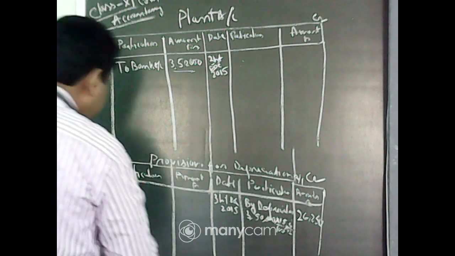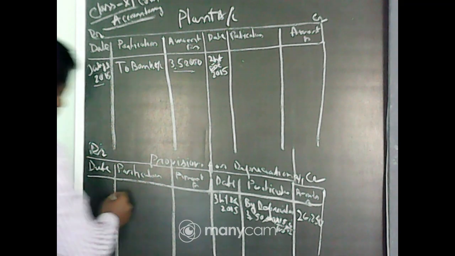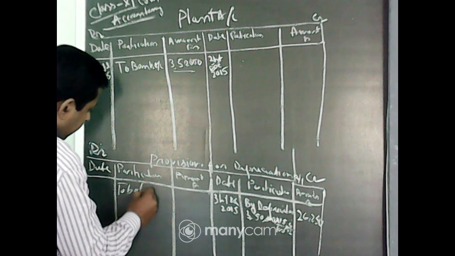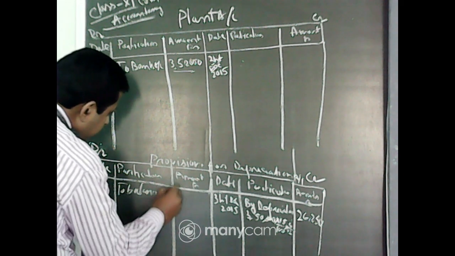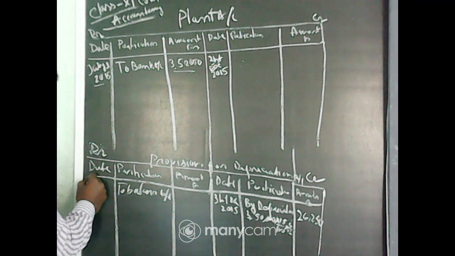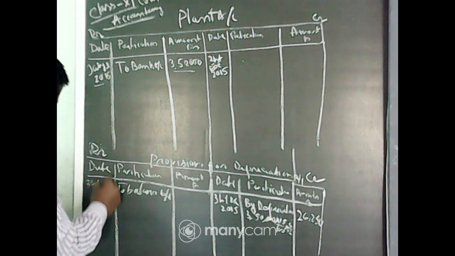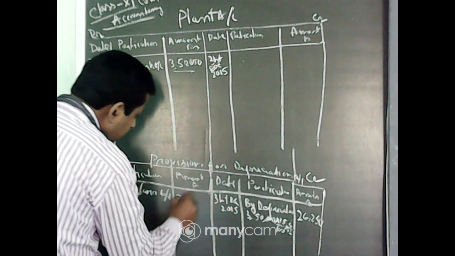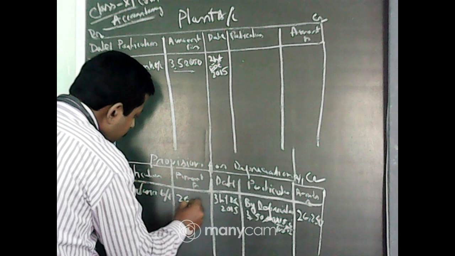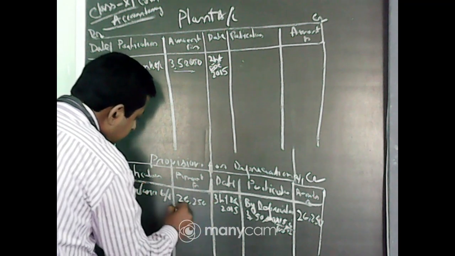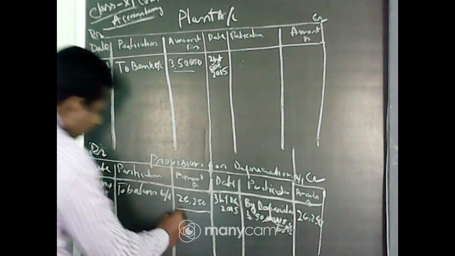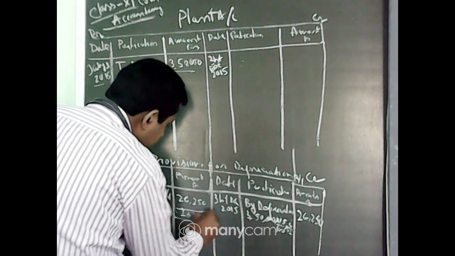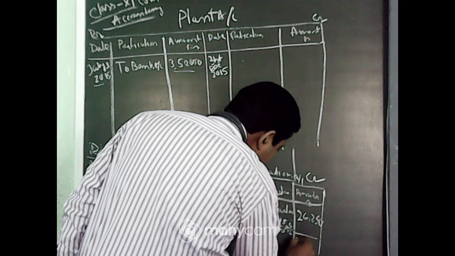Then what will be done? We will transfer it to balance, to balance BD. That is also 31st March 2015 and balance is 26,250, and here we close 26,250 and 26,250.